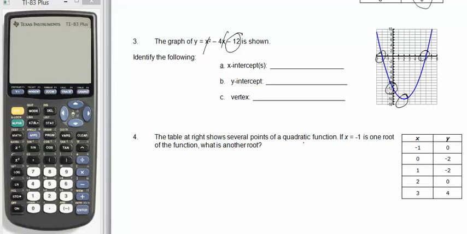All right, this one, same thing. The table at the right shows several points of a quadratic function. If x equals -1 is one root of the function, what is the other root? The other root is where y is equal to 0. So y equals 0 where x equals 2. All right, I'm not writing some of these just for those who like to just watch these and not listen to them. All right, so let's go on to the next page.